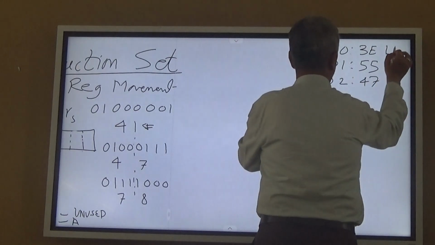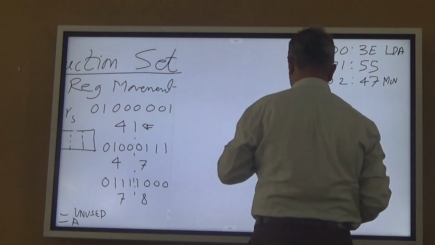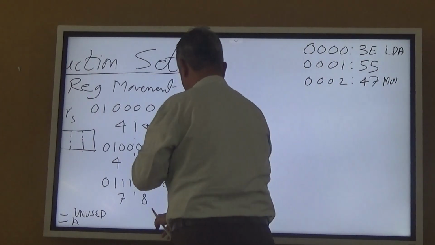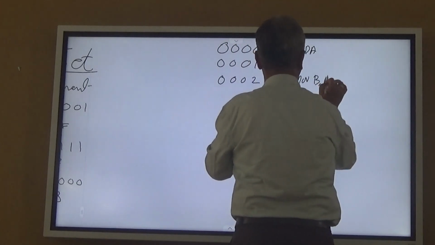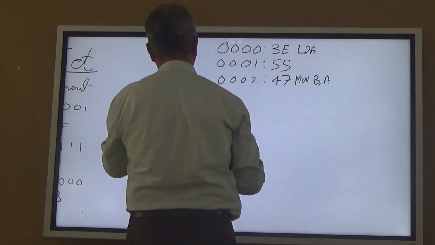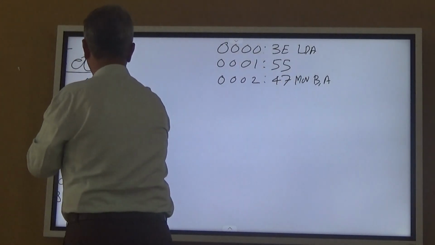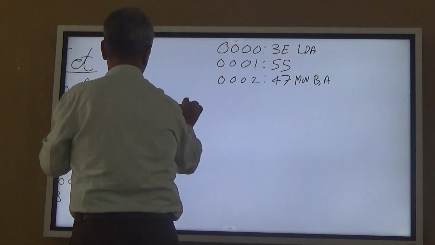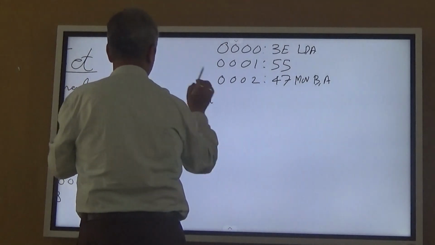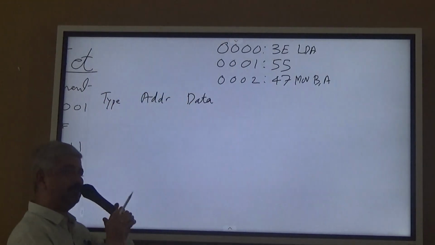This is opcode for LDA. This is opcode for move B comma A. Now you tell me how the thing will proceed further. After reset, how the thing will start. Address, data. After reset, I think it is repetition.